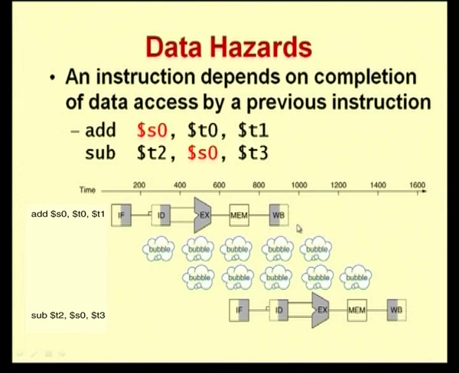So, instead of reading it from the register, if I can forward it from the output of the EXE stage to the next instruction which needs it, if I am able to do something like that, then you will see that you can avoid this bubble that comes up. This is what we will see in this example now.